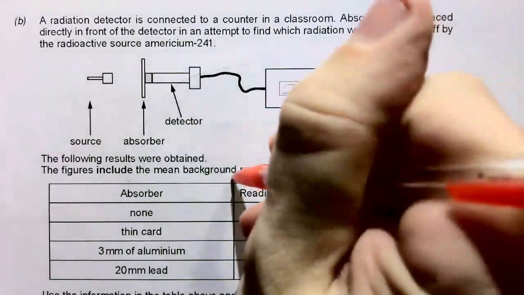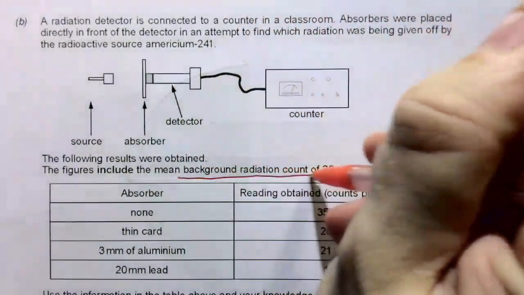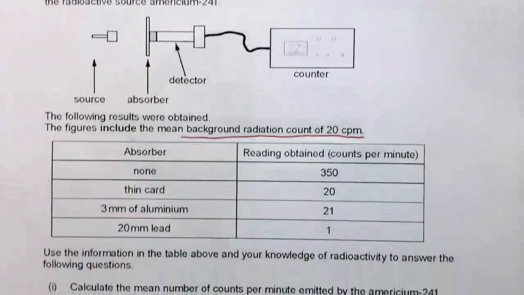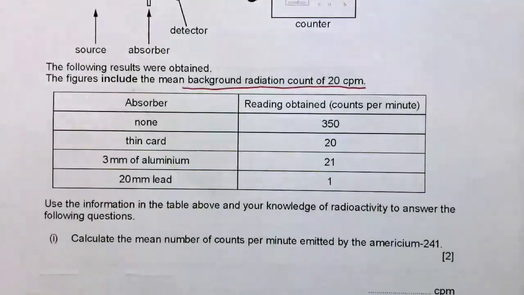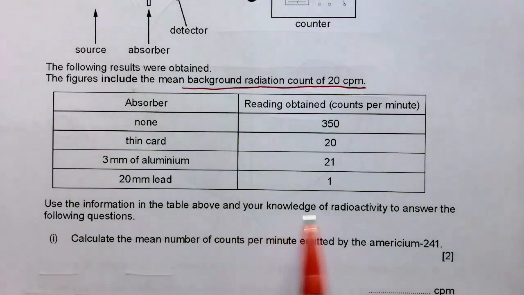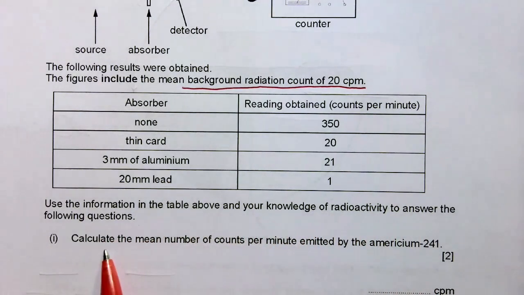Right, this is such an important piece of information. So it says the figures include the mean background radiation count of 20 counts per minute. So many students will have missed that. Now use the following information in the table above and your knowledge of radioactivity to answer the following questions. Calculate the mean number of counts per minute emitted by americium-241.